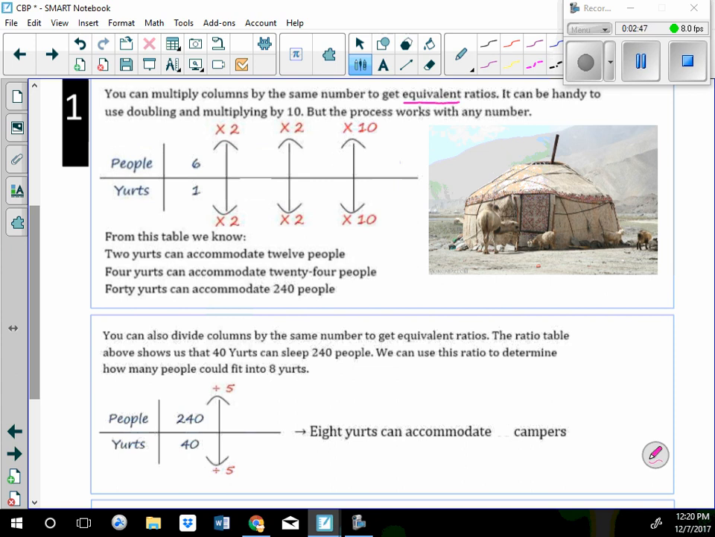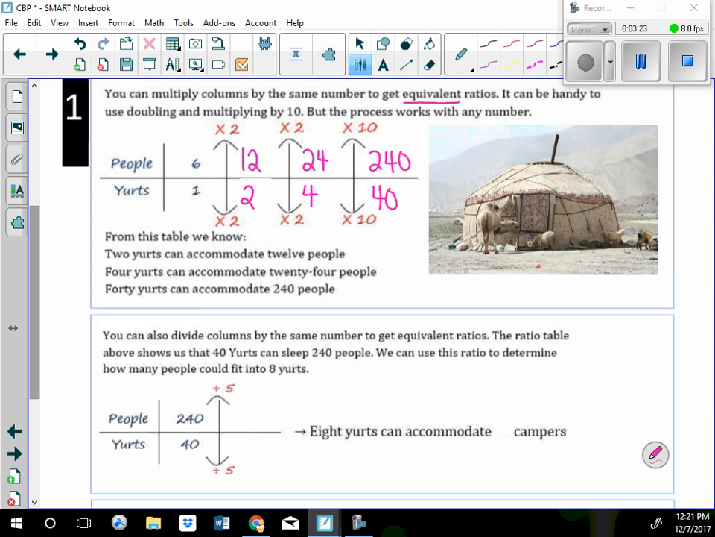Let's say that I want to double the number of yurts, so I now have 2 of them, which means I need to double the number of people, so I would have 12. Okay? Let's double this again. If I can now have 4 yurts, how many people would I have? 24. Awesome. Now I told you my other favorite thing to multiply by is 10 when using ratio tables. So this would be 40 yurts, and how many people? 240. Oh, thanks for helping me out.